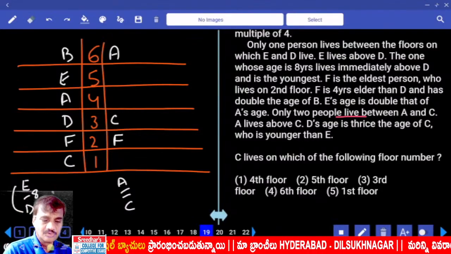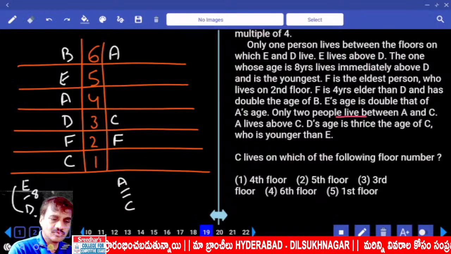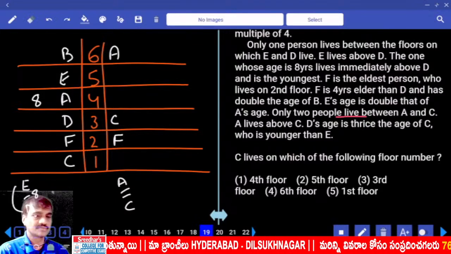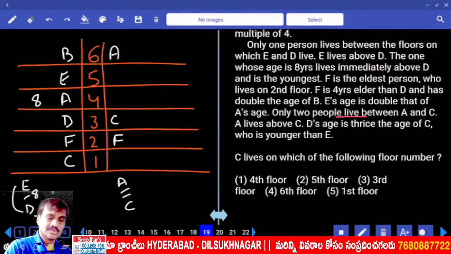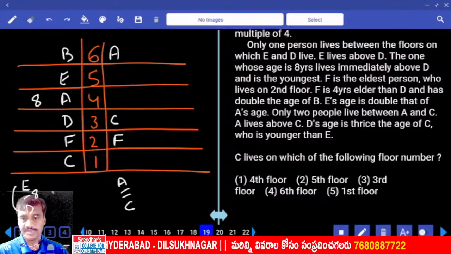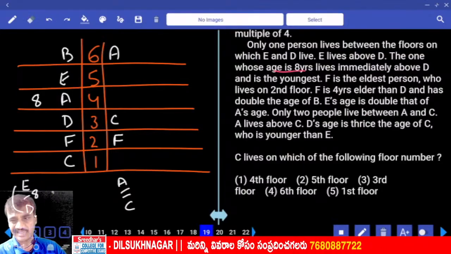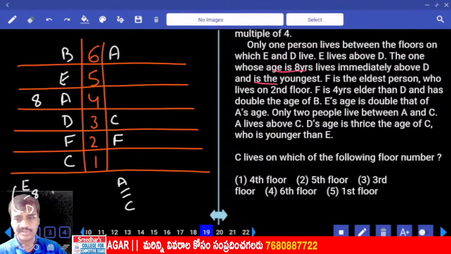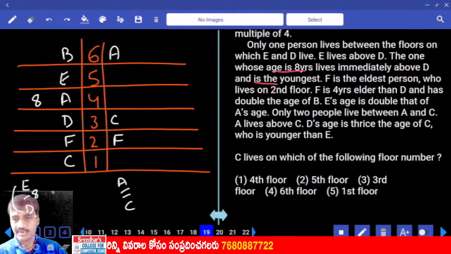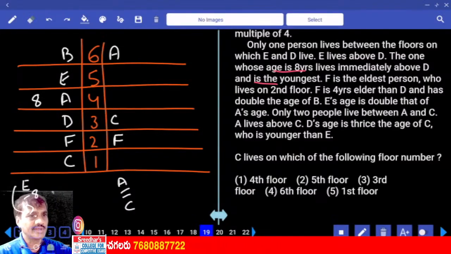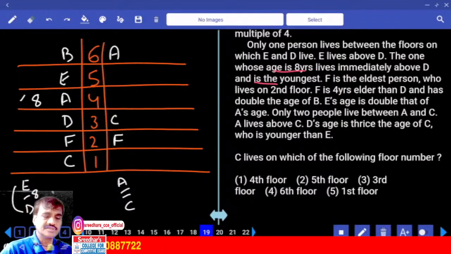Now the one who is in between E and D, who is that one? Sorry, D and E is 8 years. That is A is 8 years. Then the one whose age is 8 years lives immediately above D and is the youngest. Now this person, 8 years, is the youngest.